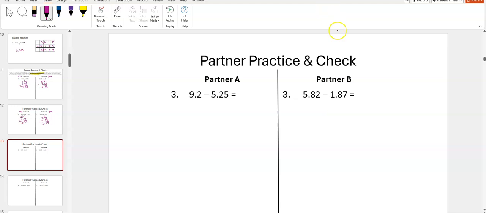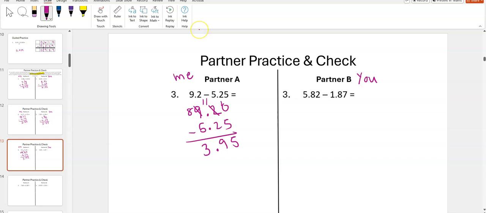Go again. All right. You are going to pause and do partner B. I'm going to do partner A. Ready? Pause that video and check. Did you get 3 and 95 hundredths? Let's see. If I line it up like this, I'm going to have to regroup a couple times. And 3 and 95 hundredths. You're doing so good.